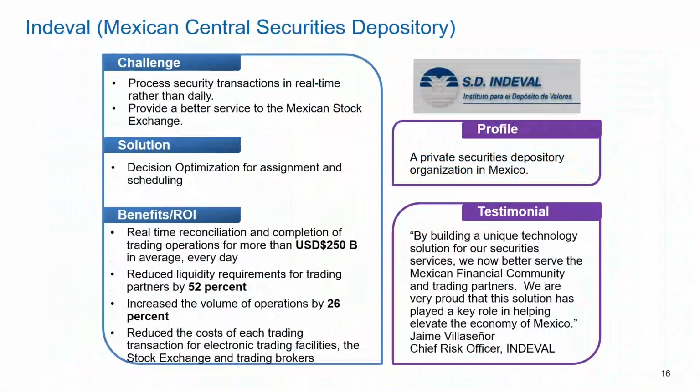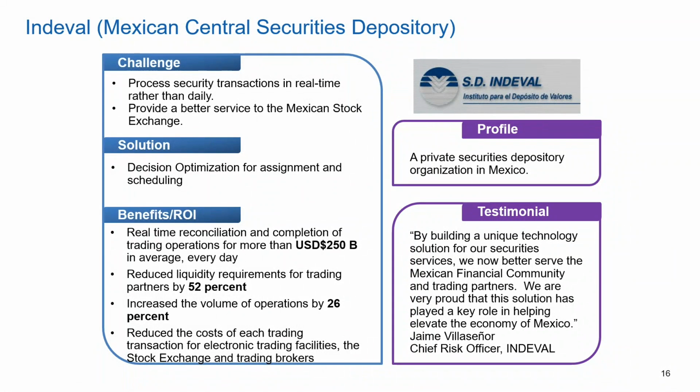examples of the companies. So you have this Mexican Securities Depository. The challenge is to process the security transaction in real time rather than daily and provide a better service to the Mexican exchange. Again, decision optimization was the solution, and that's an assignment and scheduling problem. The benefits of this, it was first of all real-time reconciliation and completion of the trading operations, and this is $250 billion on average every day that will be settled by CPLEX.